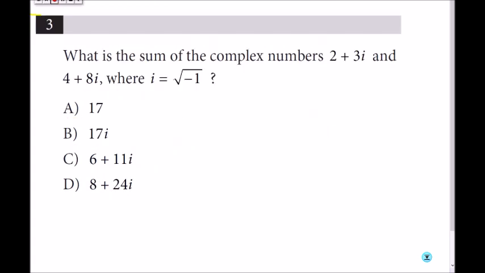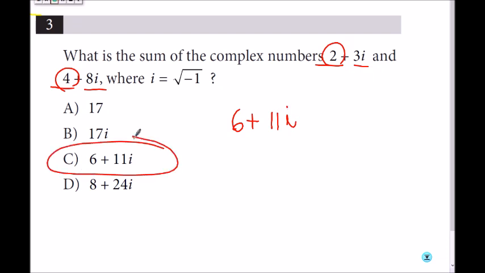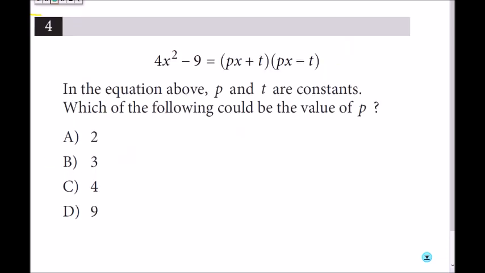Number 3, what is the sum of the complex numbers 2 plus 3i and 4 plus 8i? So you combine the i's and combine the whole numbers. Like terms: 2 plus 4 is 6, 3i plus 8i is 11i. How easy, right?